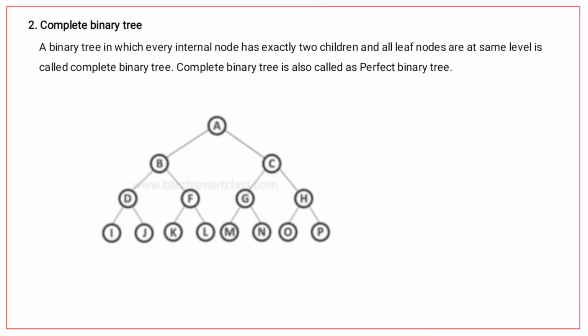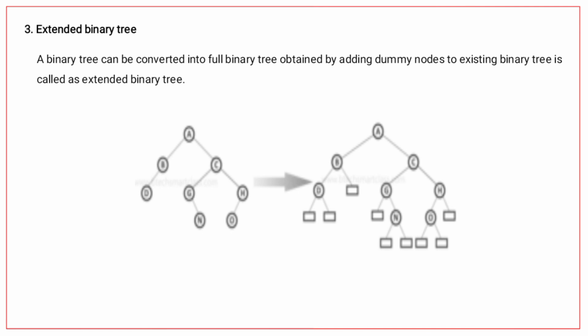The next type of binary tree is extended binary tree. A binary tree that is converted into a full binary tree by adding dummy nodes to the existing binary tree is called an extended binary tree. Now see the figure, which shows an extended binary tree.